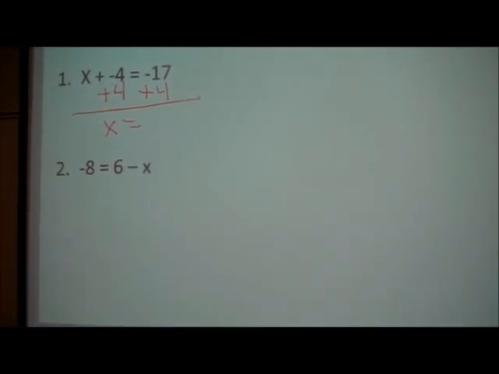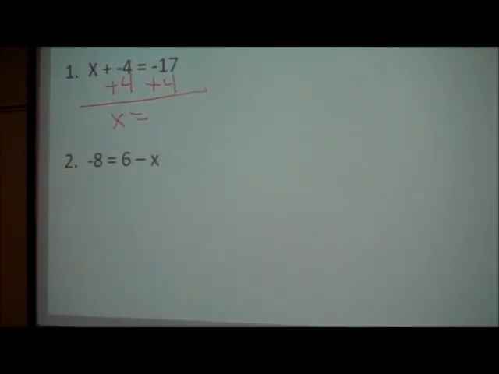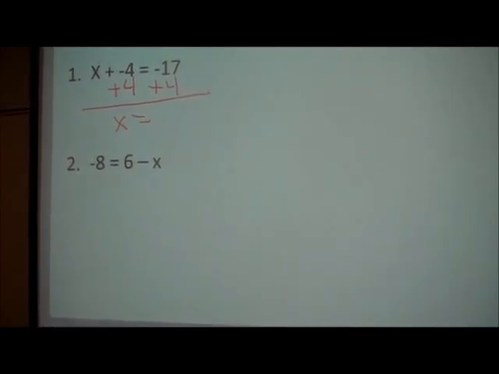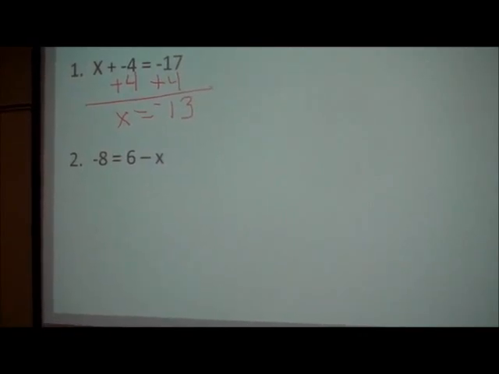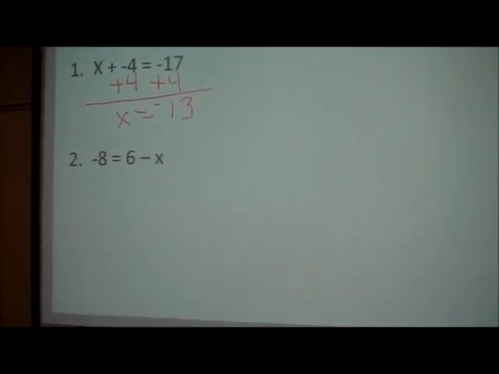What's the rule when we're adding negatives? Signs are different, so we subtract. Keep the sign of the bigger number. We get negative 13. Questions on that one? Alright, look at the second one.